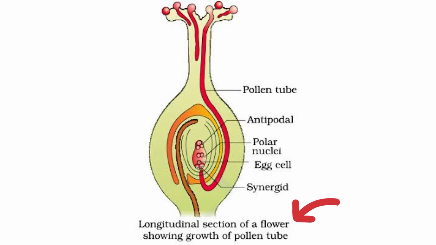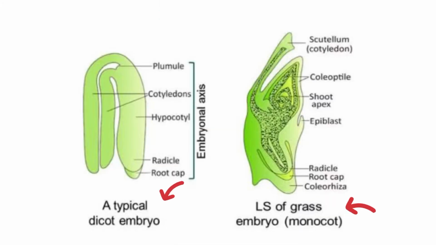This diagram on the screen is longitudinal section of a pollen tube, or pollen grain germination, or pollen pistil interaction. Both of these diagrams are important. Either any one can be asked, a typical dicot embryo or LS of a grass embryo, monocot.